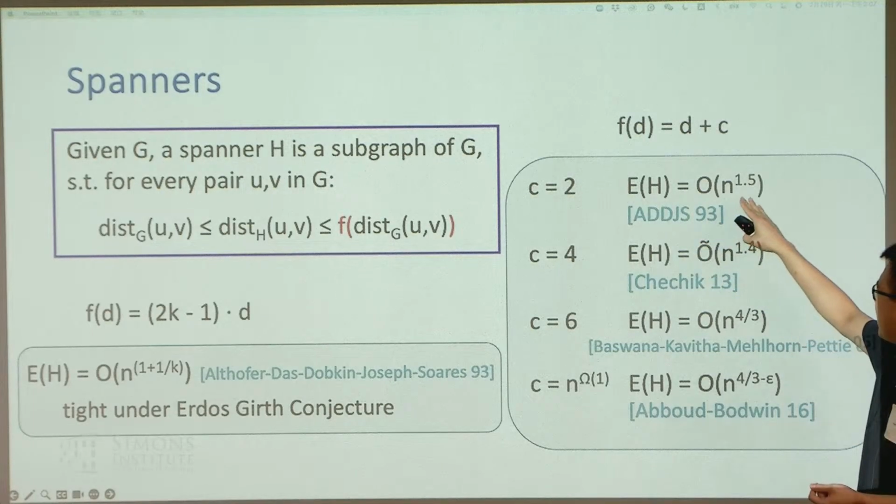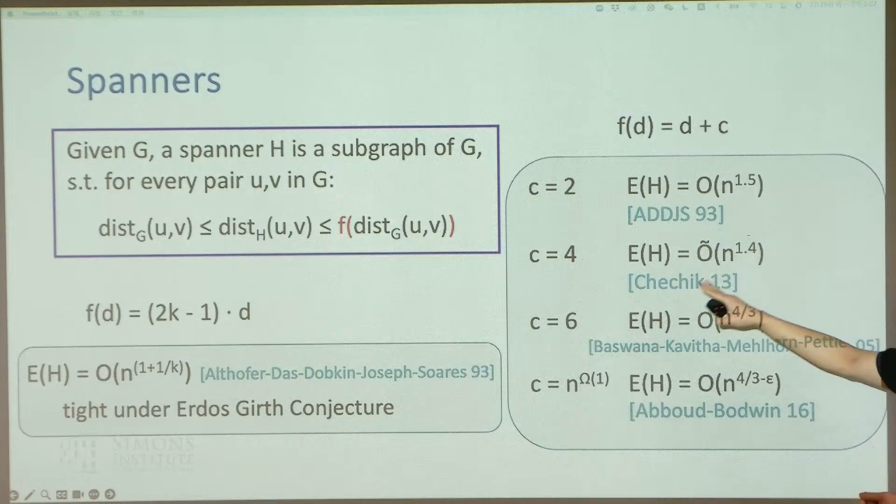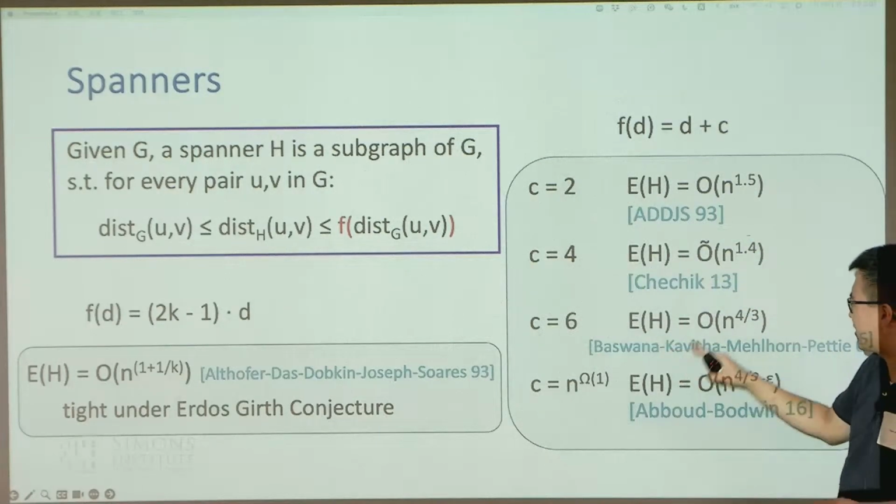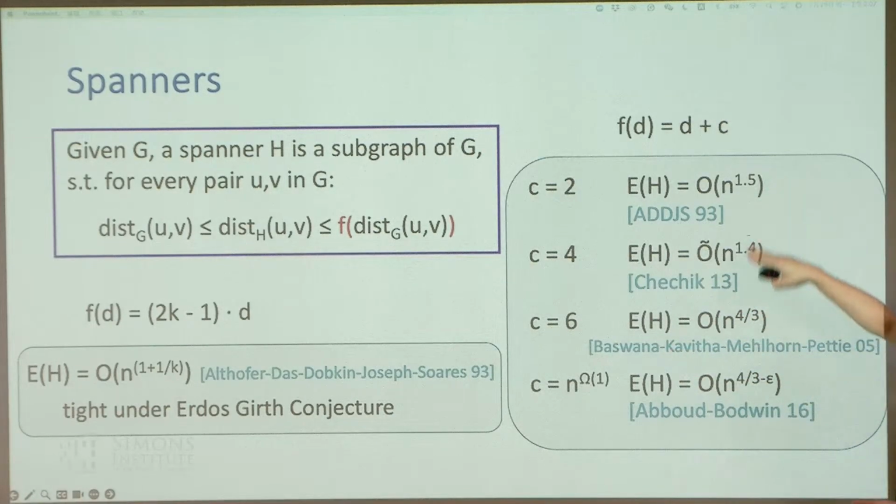For +2, the best bound is n to the 1.5, for +4, n to the 1.4, and for +6, n to the 4/3. These two cases are also proved to be tight for all data structures. The only remaining open case is this one. It's not yet proved to be tight. Some believe it's about the same as 4/3, but not close yet. So these are previously known results for additive spanners.